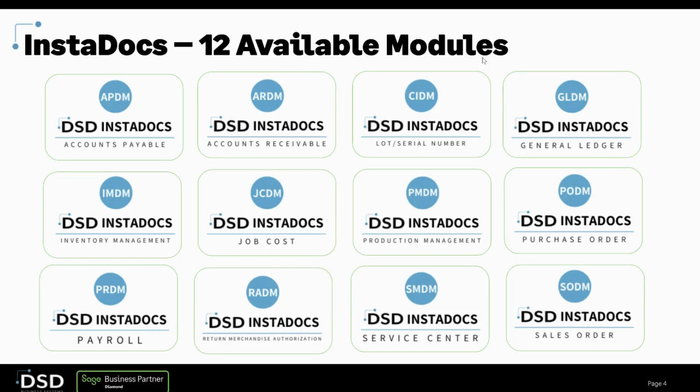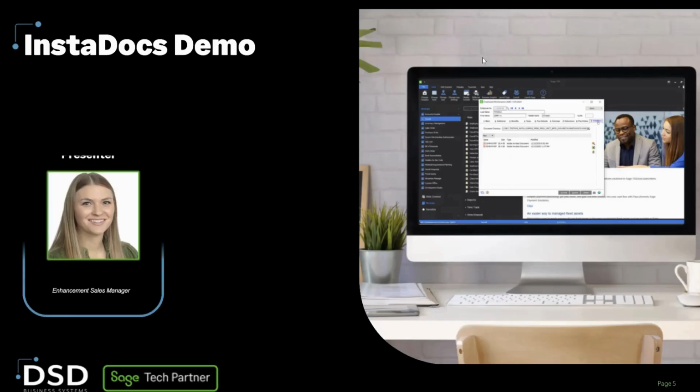Then lastly, the available modules that InstaDocs has are accounts payable, accounts receivable, inventory management, purchase order, sales order, general ledger, RMA, job cost, payroll, production management, lot serial, and service center. Now we will be jumping into a product demonstration.